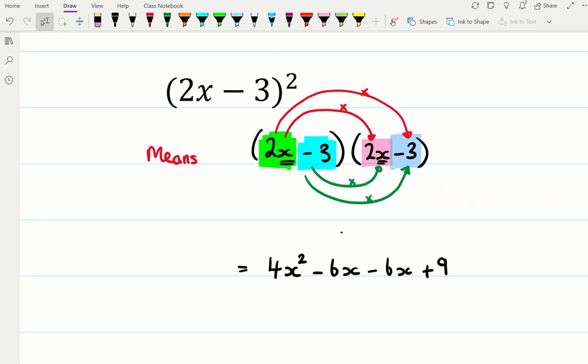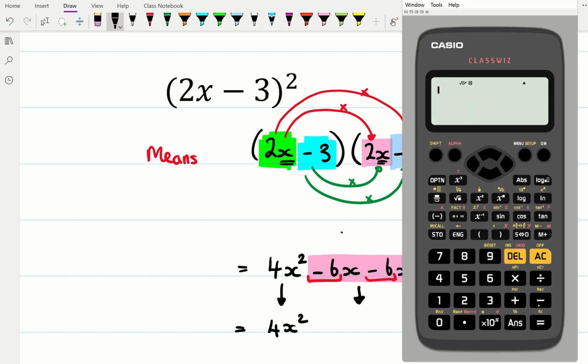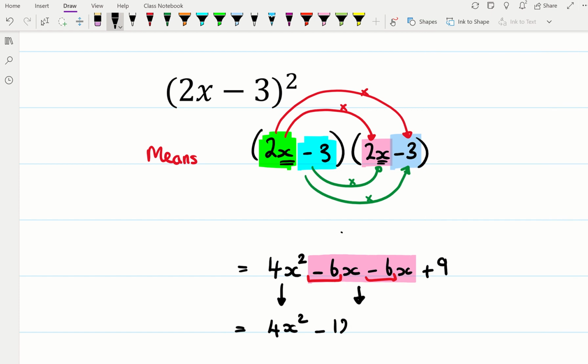And then we find our like terms, and we write in the calculator exactly what we see: negative 6, negative 6. And my final answer is 4x squared. This I simplify. I put into the calculator negative 6, negative 6, which is negative 12x, because it's negative 6x take away 6x. So negative 12x plus 9.